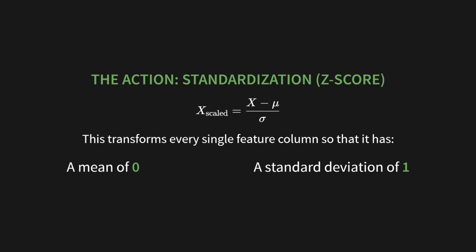The formula is simple. X scaled equals the original X minus its mean mu, all divided by its standard deviation, sigma. What does this do? It transforms every single feature column so that it has a mean of 0 and a standard deviation of 1. This gives every feature an equal footing. It removes the arbitrary influence of units and lets PCA find the true directions of maximum variance.